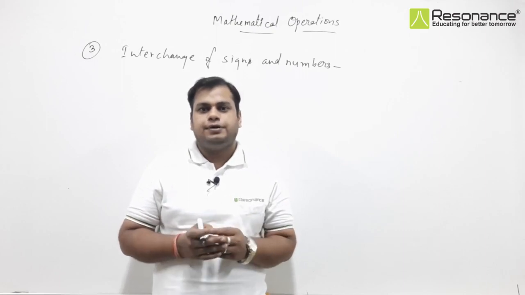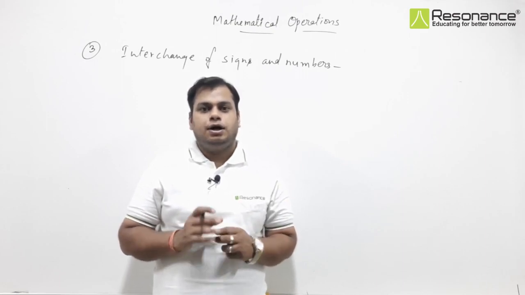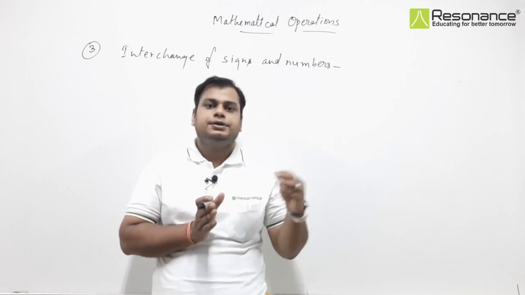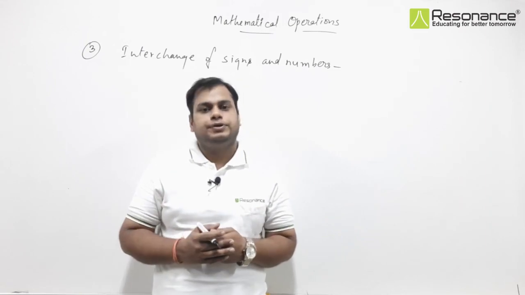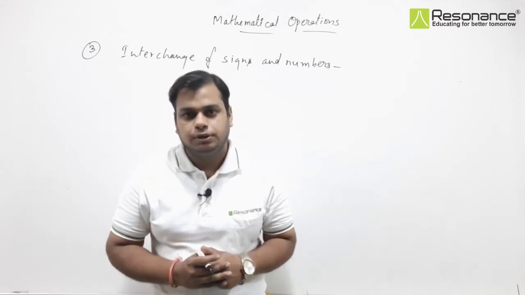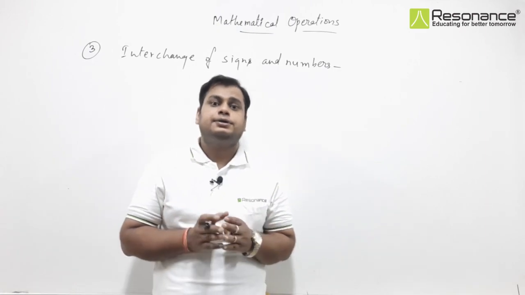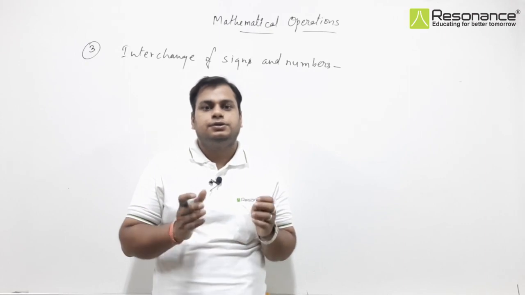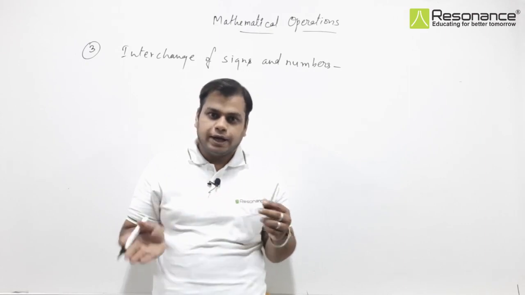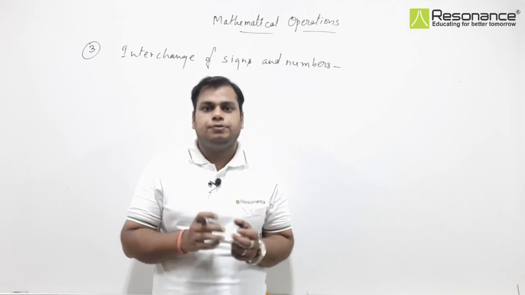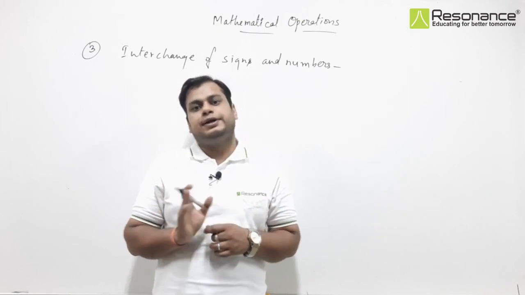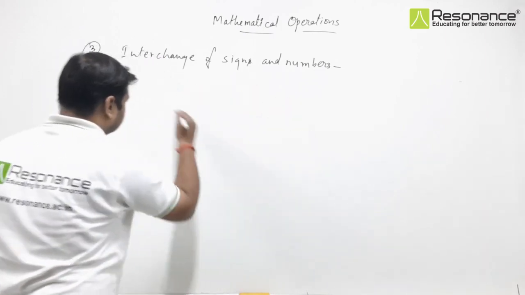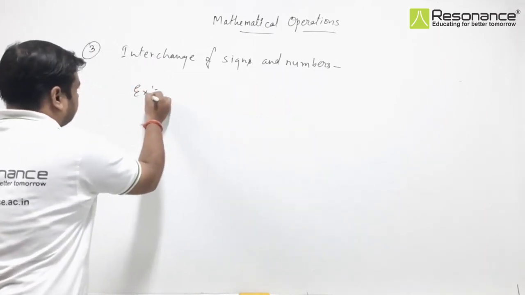That means we have some wrongly placed signs in the given equation. That's why the solution is not matched with the given equation. So we have to correct those misplaced signs. That means the signs are not placed correctly, so we have to interchange those signs and place them correctly. That is called interchange of signs and numbers. Sometimes we also have to change numbers.